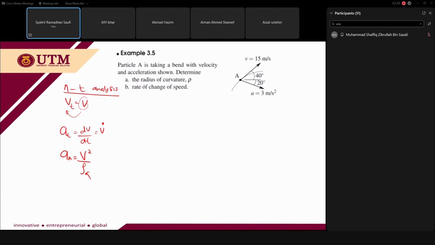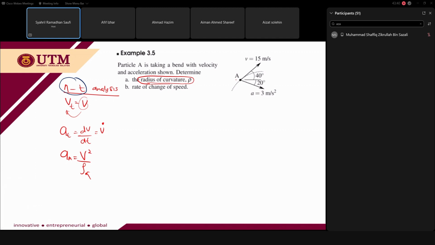You need to understand what this radius of curvature is, because in the R theta analysis you have another radius. Make sure that you understand the radius of curvature for NT analysis and the radius for R theta analysis. Here you have V of 15 meter per second, and acceleration 3 meter per second squared. As I mentioned previously, for NT analysis we work on the particle itself. There is no reference point for NT analysis. The axis is on the particle, at the location of the particle.